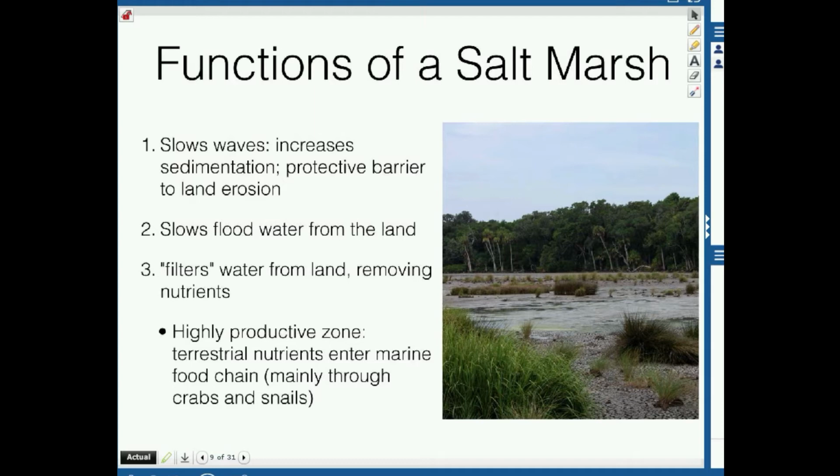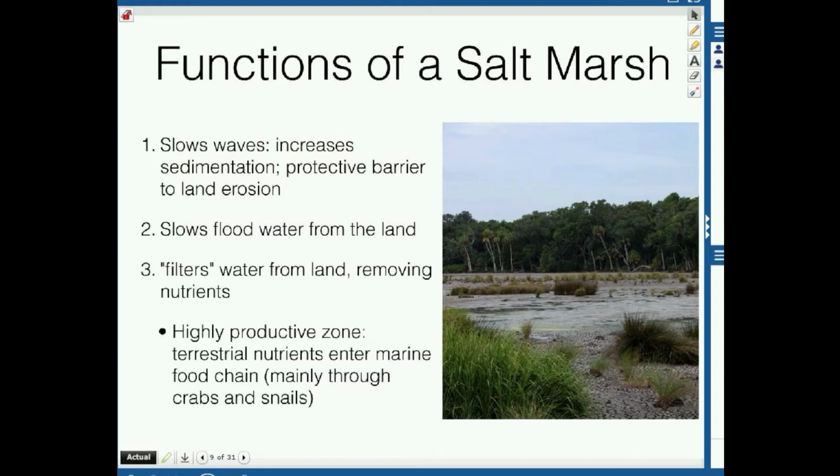Another thing that it can do is it can slow floodwater from the land. So if the land is flooding, it'll kind of flood into that estuary or that salt marsh, and it'll slowly make its way to the ocean. It's not going to just flow into the ocean like a huge surge. It'll also filter water from the land.